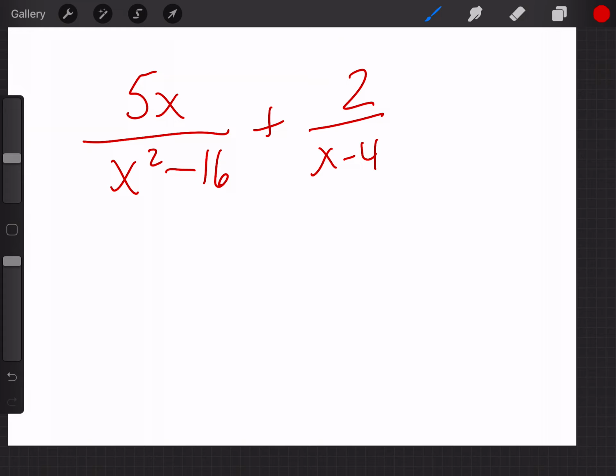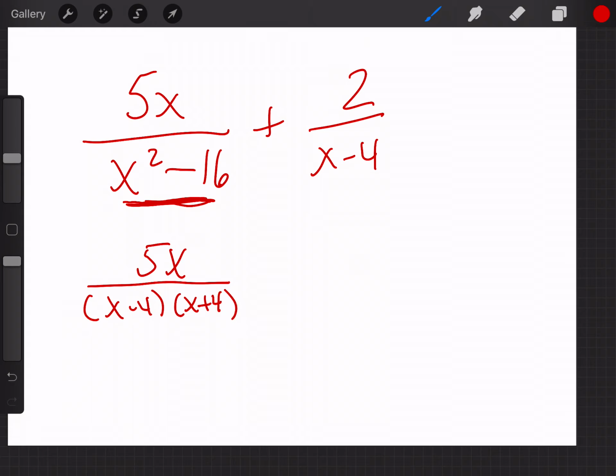But when I look at this, I know, because y'all are smart, that this right here is screaming at me. What's it screaming? The difference of two squares. Yes, it is. So that's going to be 5x over x minus 4 and x plus 4. Okay? All right, so now we got this going on.